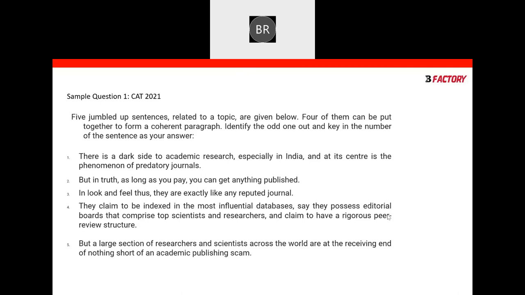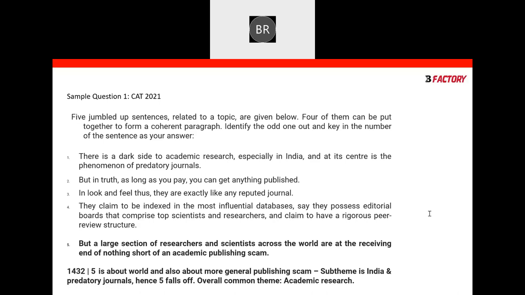All right, so let's discuss this one. Have a look here. Very good, Vivek. See, try to look at this logic. Look at the sequence 1, 4, 3, 2. There's a dark side to academic research, especially in India, because of predatory journals. They claim to be indexed in most influential databases, say they possess editorial boards that compile researchers and have a very good peer structure. In look and feel, thus, they are exactly like any reputed journal. But in truth, as long as you pay, you can get anything published.